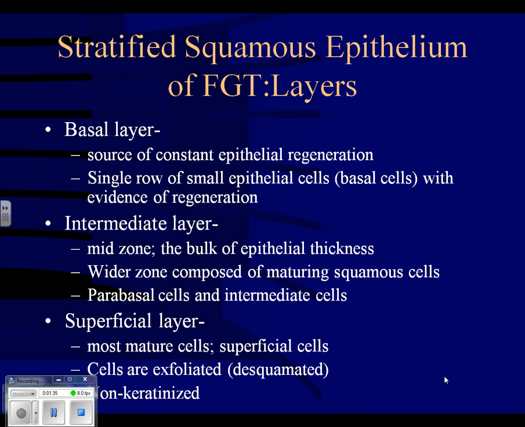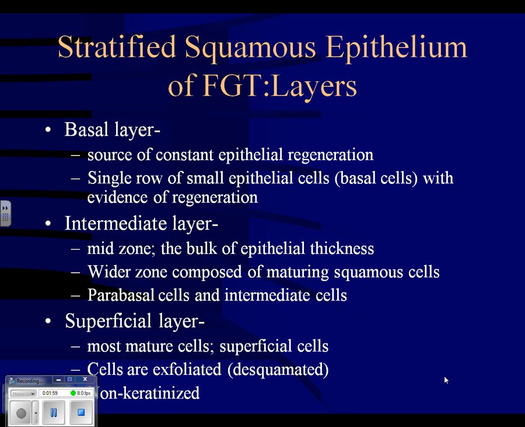There are cells closer to the base that are smaller overall, and they're called parabasal, and as you go up, they're called intermediate cells. Then the superficial layer contains the most mature cells, the superficial cells. These are the ones that are orange on the pap smear, and they are sloughed off by a process called exfoliation or desquamation.